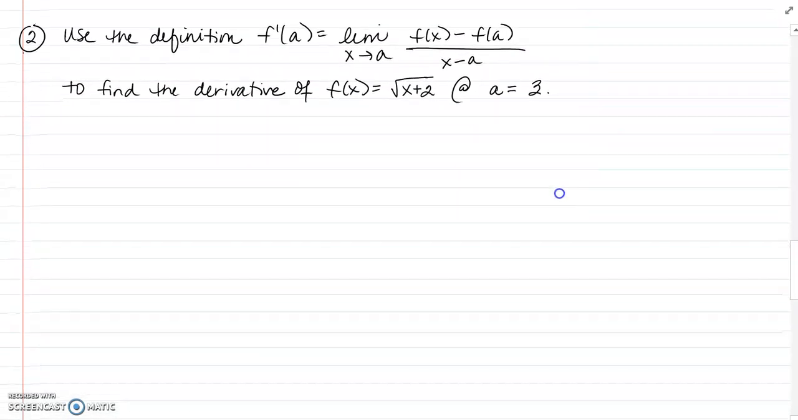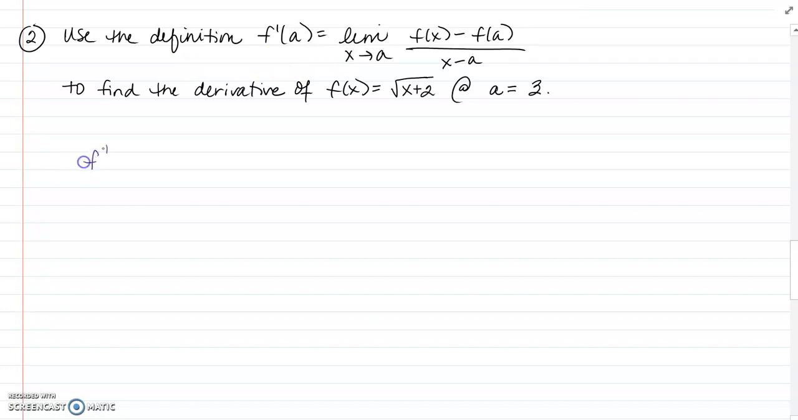In number 2, it says use the definition f prime of a equals the limit as x goes to a of f of x minus f of a all over x minus a to find the derivative of f equals root x plus 2 at a equals 3. So this is using the different definition of the derivative. And what's nice is they're telling us specifically which limit definition we need to use.